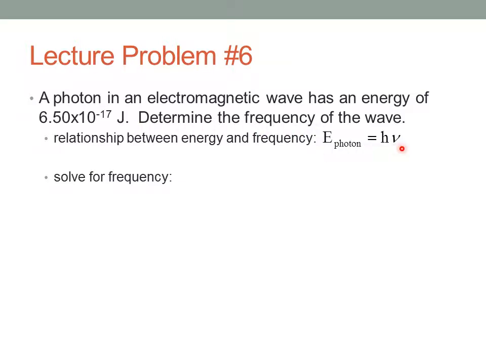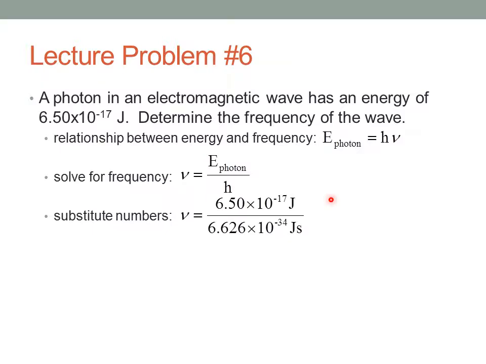So looking at our equation, I would simply want to divide both sides by Planck's constant. That's h. Divide both sides by Planck's constant, and that gives us the energy of the photon divided by Planck's constant equals the frequency. So if we substitute in our numbers, it would look like this, 6.5 times 10 to the negative 17 joules divided by Planck's constant, which you can see there, and that will give us 9.81 times 10 to the 16th hertz.